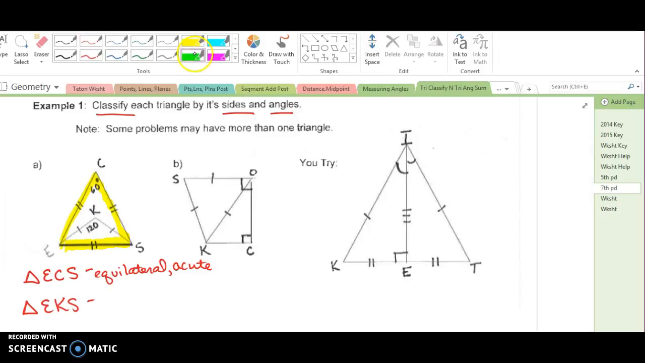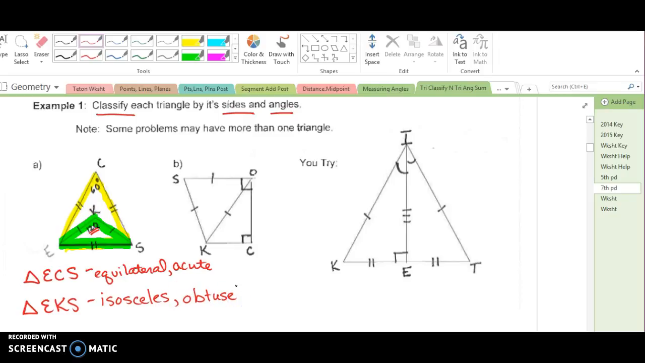Now for the inside triangle, EKS. I notice that even though all three sides have tick marks, two of the sides have only one tick mark versus the bottom has two tick marks. So this we would call isosceles, since only two of the sides have the same amount of tick marks, only two sides are congruent. I notice that I have this 120 degrees in the middle there, and that would be an obtuse angle. So this triangle must be obtuse.